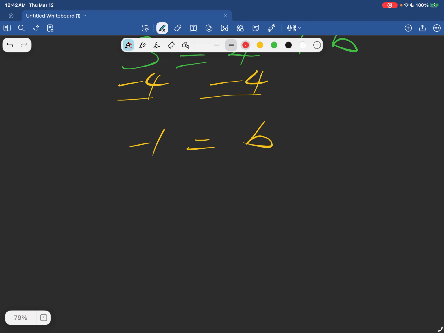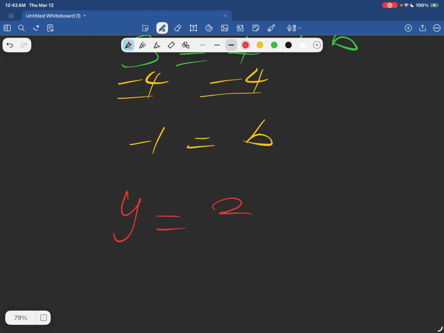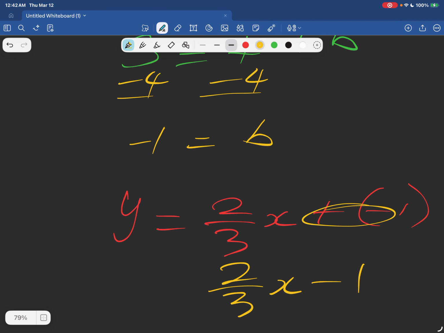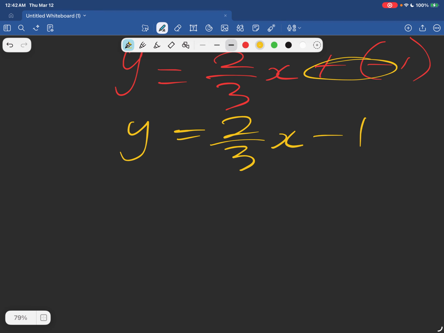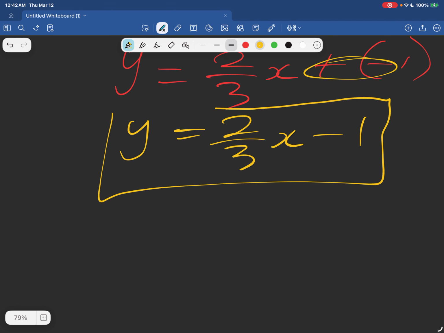So we end up with y equals 2/3 x plus b, which is -1. We're going to combine positive and -1 to give -1, because a positive sign and a negative sign facing each other becomes a negative. So we have 2/3 x minus 1 equals y. And this is our final answer. That is it. This is how you do these kinds of problems.